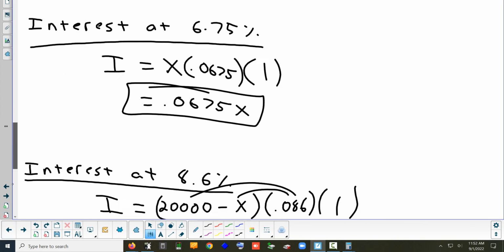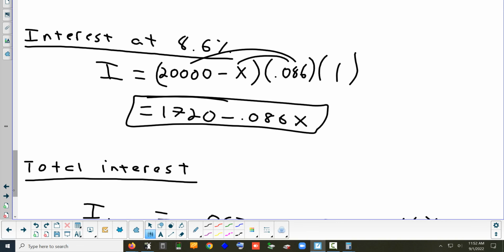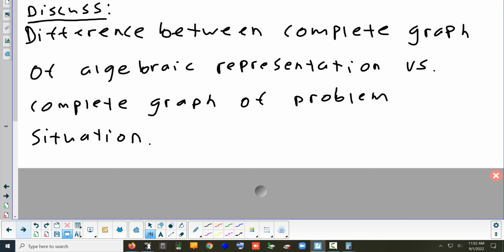Could I plug a negative in for x and get an answer here? Sure, I could do that. But it just wouldn't make sense in the word problem. So always keep in mind what values make sense in the actual problem you're doing.